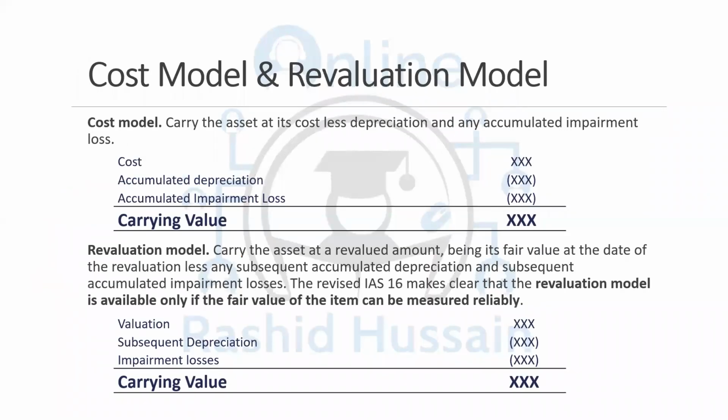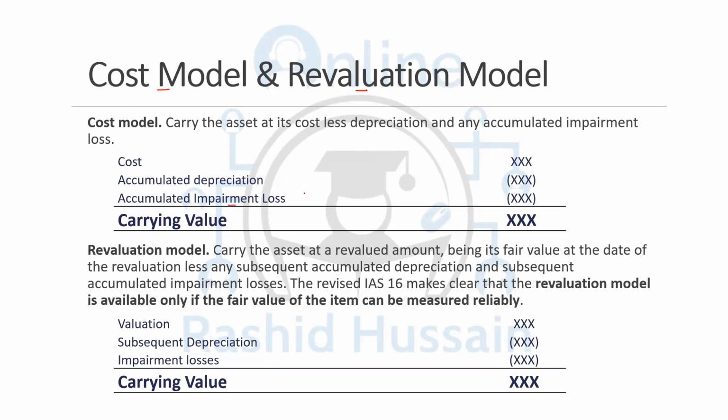So for the subsequent measurement, we have two models, the cost model and the revaluation model. In the cost model, we take the cost of the asset and deduct the accumulated depreciation. Now we have already discussed it. The accumulated depreciation is used for the calculation of the carrying value. When we have accumulated depreciation at any point in time, we are able to calculate the carrying value. And then we have the impairment loss.